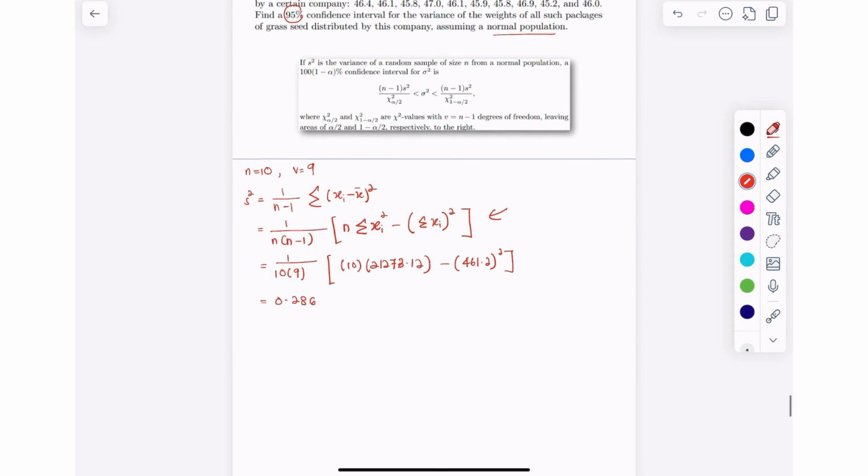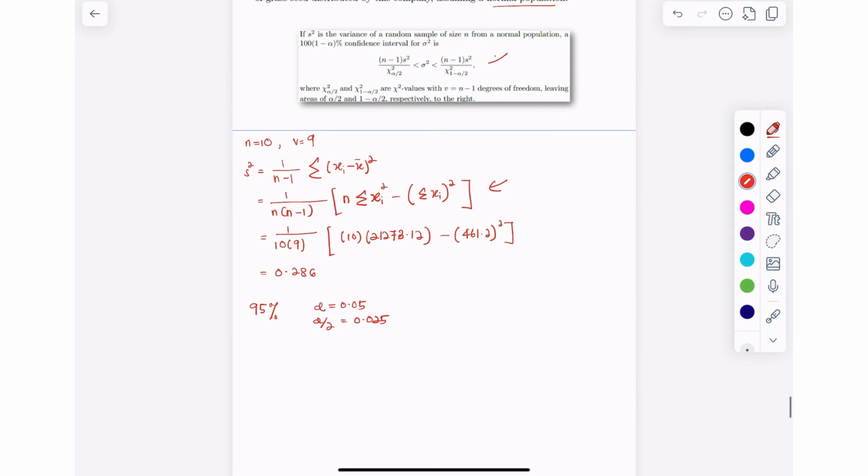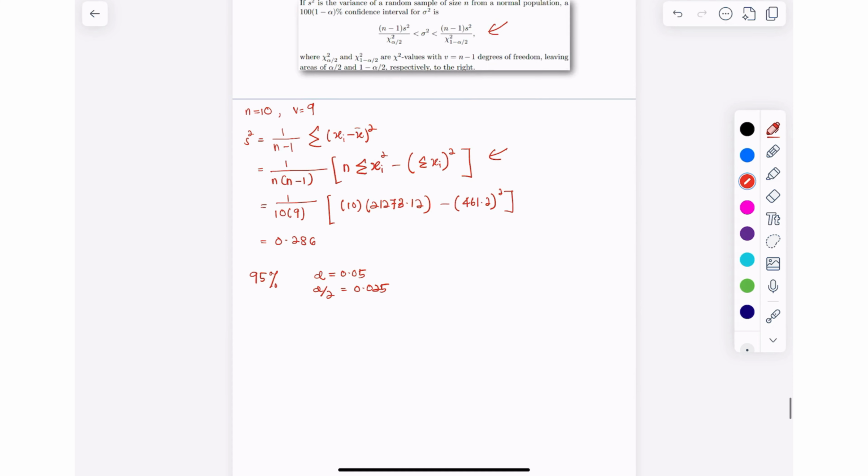Okay, you want to find the 95% confidence interval again. So that means alpha is 0.05 and alpha over 2 is 0.025. So we use the formula. We have n minus 1, that is 9, and then s square we have calculated, that is 0.286.